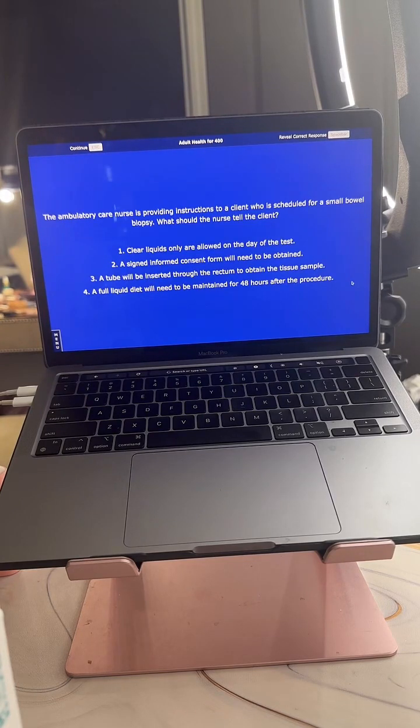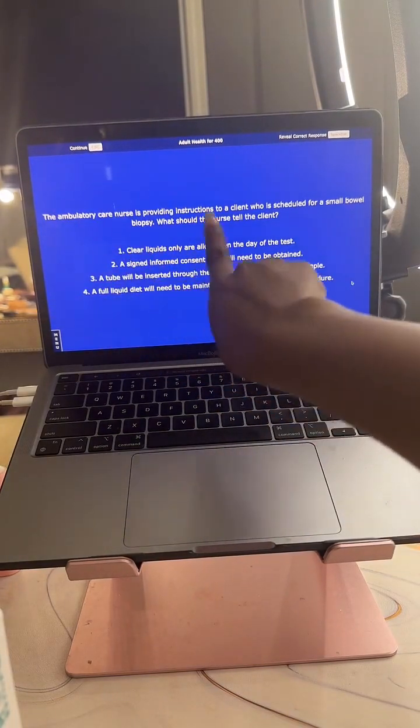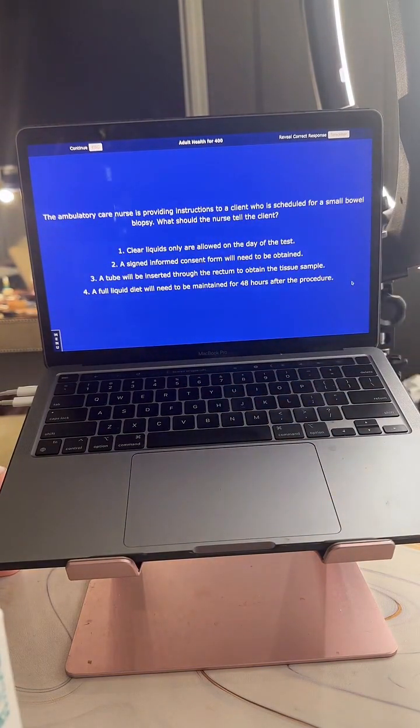Remember to say what is if you want the points. If you don't, you're just here for the review. Go right ahead. All right. We have a client scheduled for a small bowel biopsy. And it says here we have an ambulatory care nurse. What should the nurse tell the client?